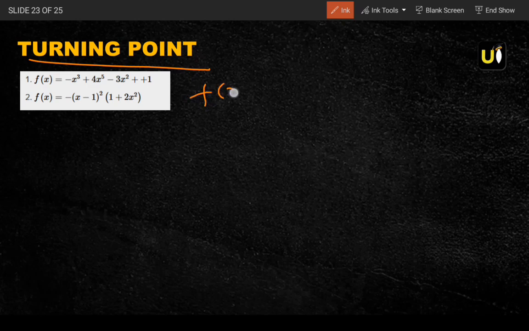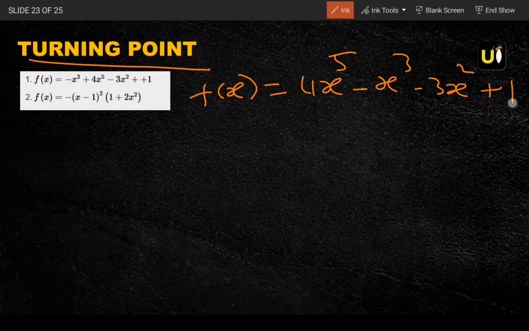Here, given f of x is equal to 4x power 5 minus x cube minus 3x square plus 1. Be careful while arranging them in ascending order of their degree, ascending order of the exponents. See here, 4x power 5 is given after the x cube term. You have to be very careful while writing it. And while discussing the turning points, we have an important note here. The number of turning points are always less than the degree of the polynomial.